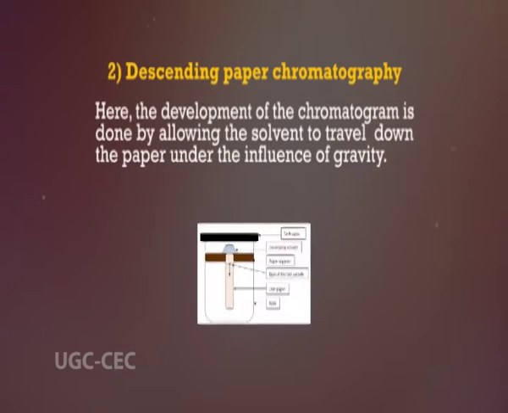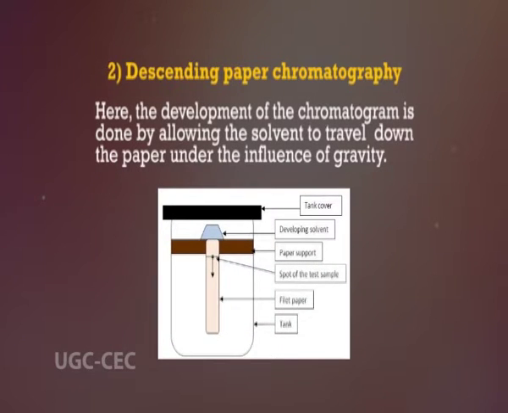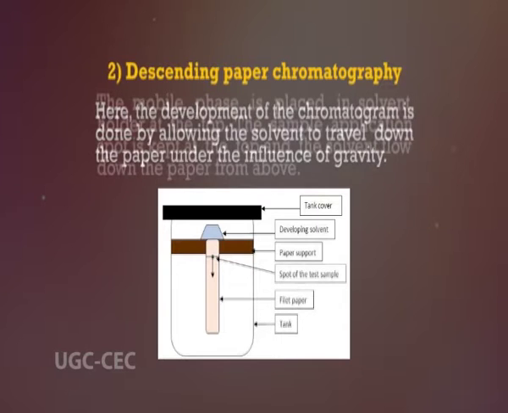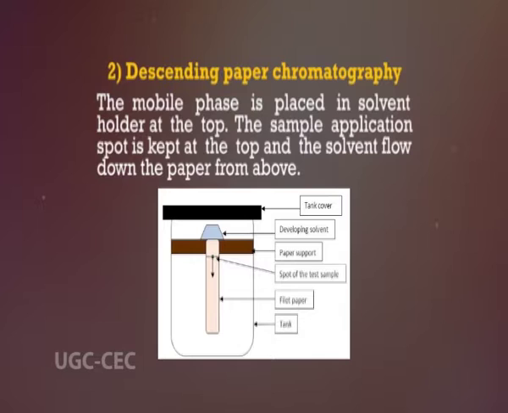Second one is the descending paper chromatography. Here, the development of the chromatogram is done by allowing the solvent to travel down the paper under the influence of gravity. The mobile phase is placed in a solvent holder at the top. The sample application spot is kept at the top and the solvent flows down the paper from above. Both descending and ascending paper chromatography are used for the separation of organic and inorganic substances.